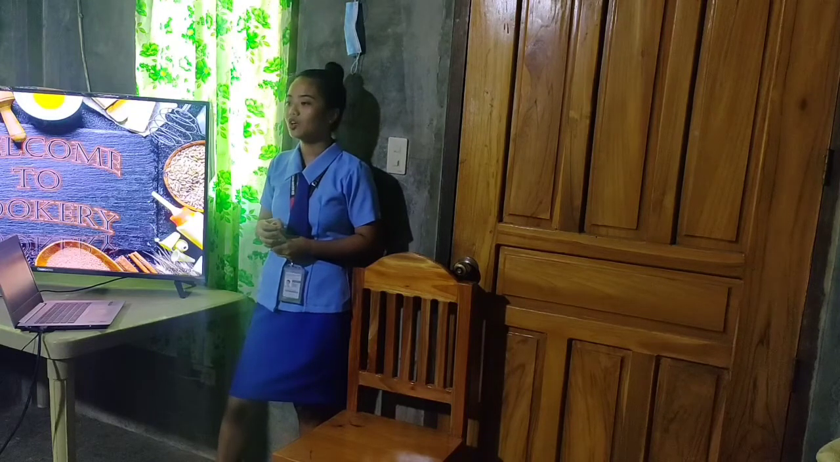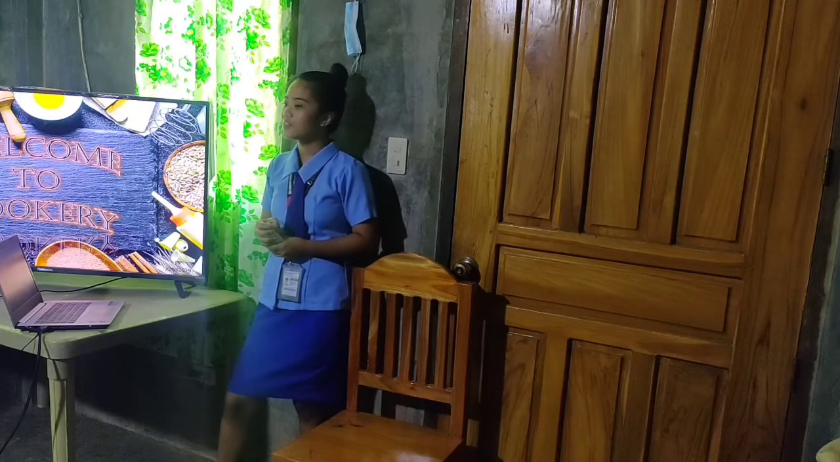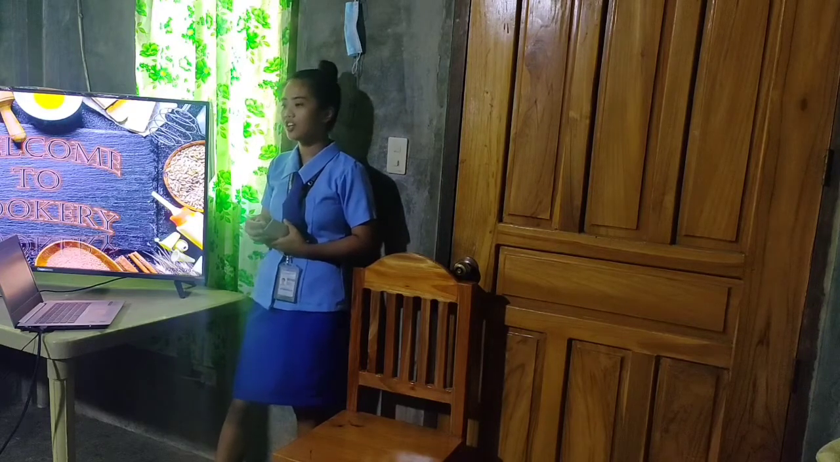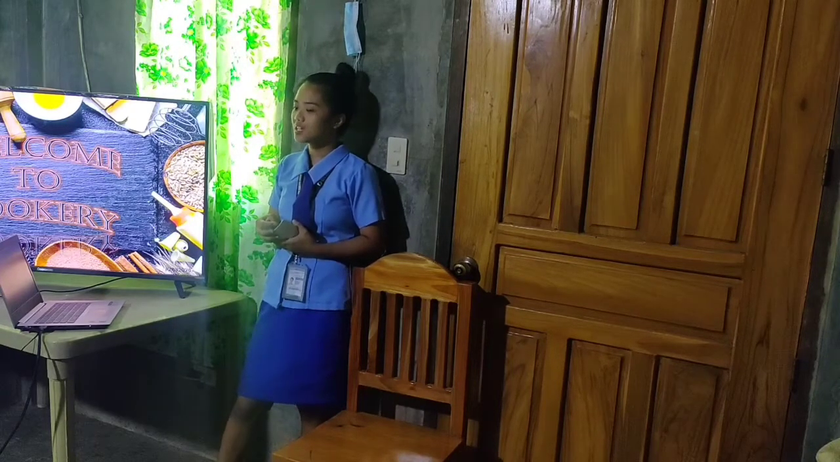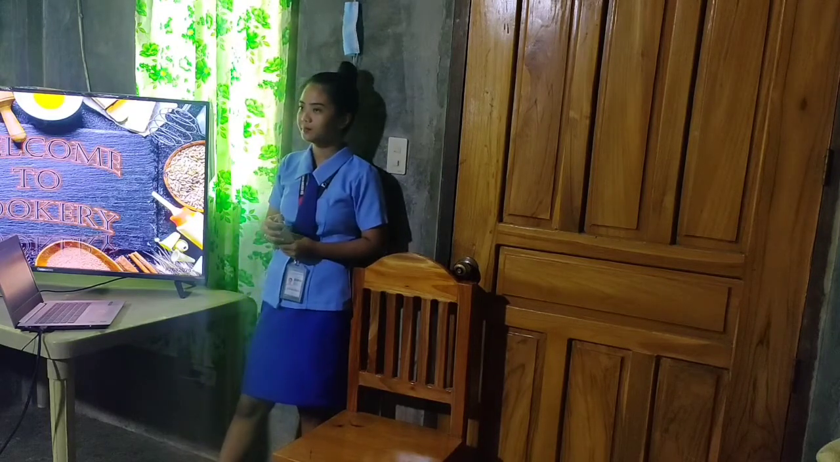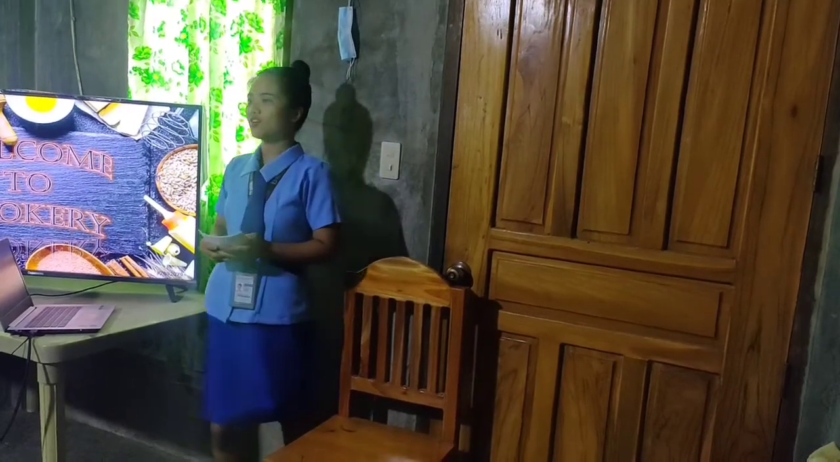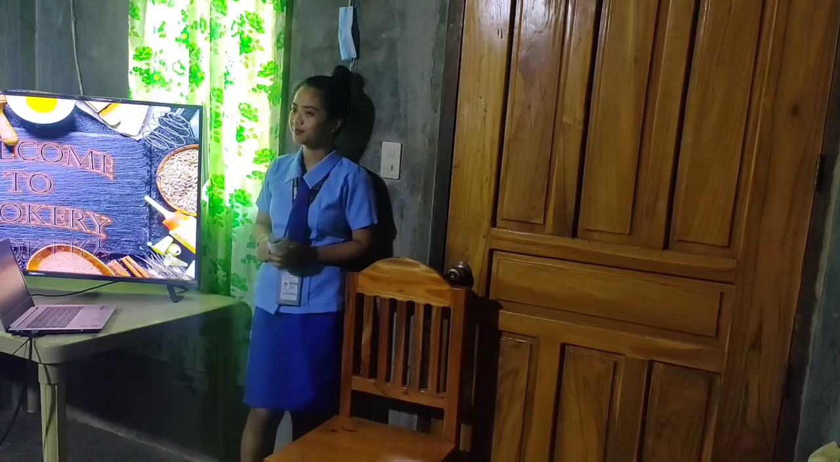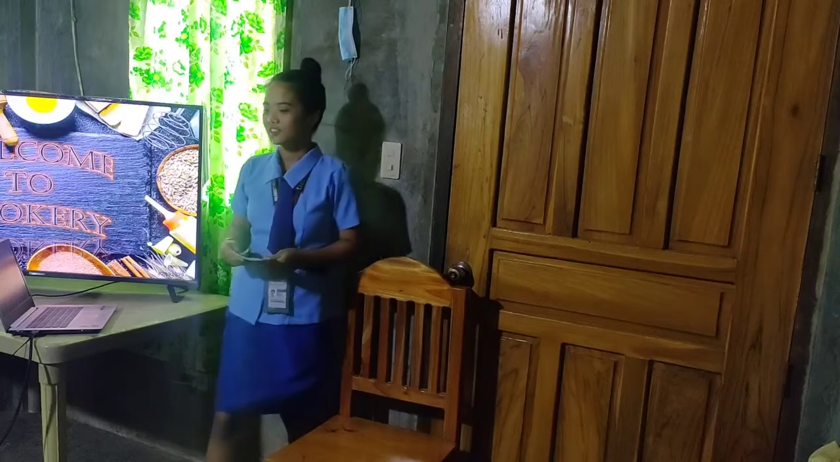Just like the game bingo, when a player has placed 7 markers in a row, either horizontally, vertically, or diagonally, the player raises his or her hand and says Cookery, but do not shout. Ang sino mang mananalo ay may premyo pagkatapos ng klase. Class, naintindihan ba? Yes, ma'am. Okay, good. Get one and fast.